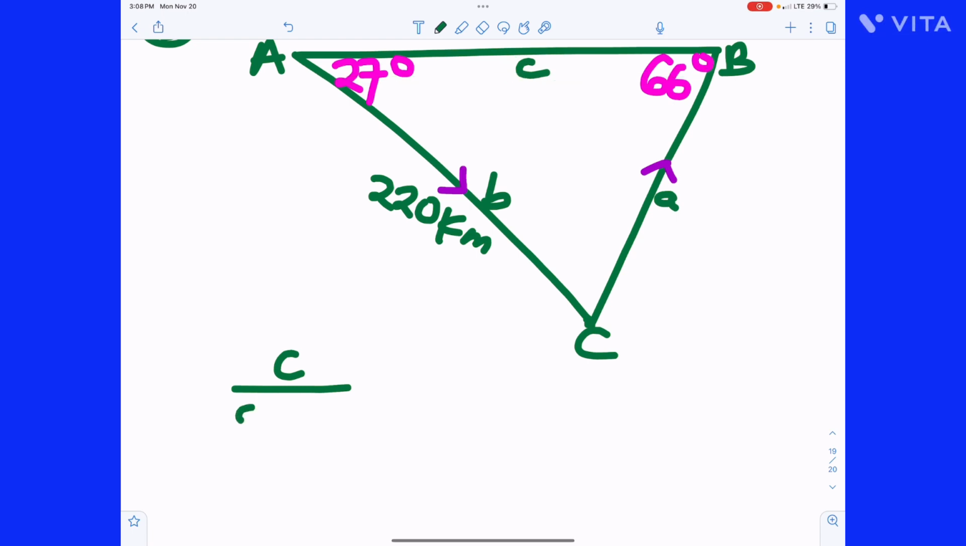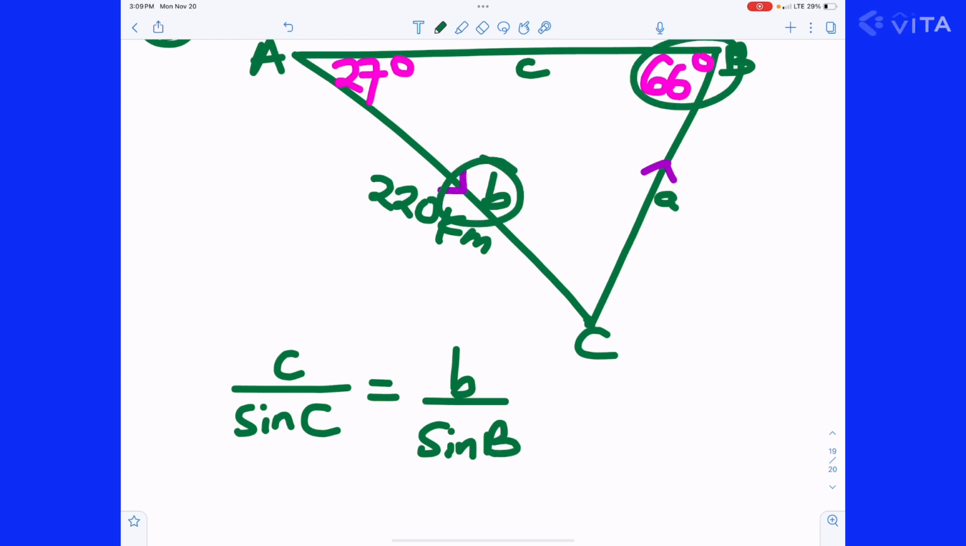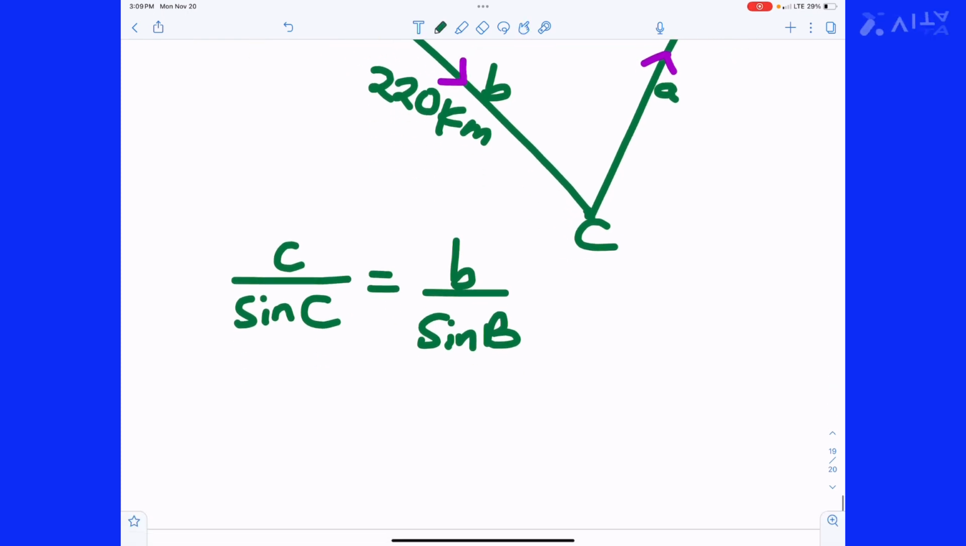So C over sine C, which is this angle here, is equal to B over sine B. This is side B, this is angle B. So that will give us C over sine. Okay, before we go forward, we need to find angle C. How do we do that?